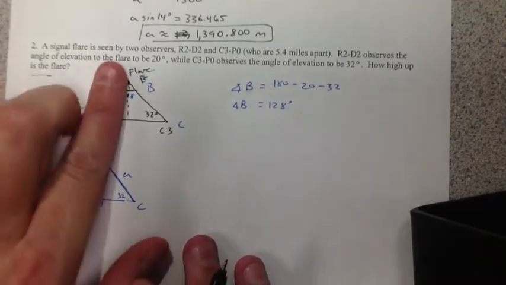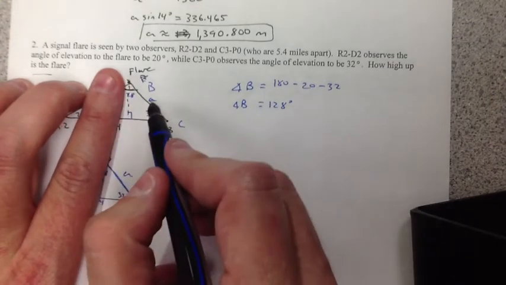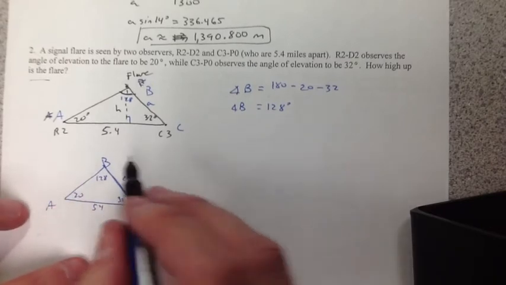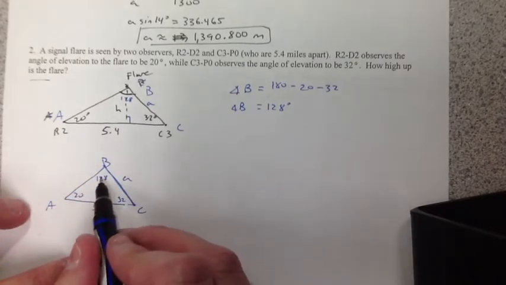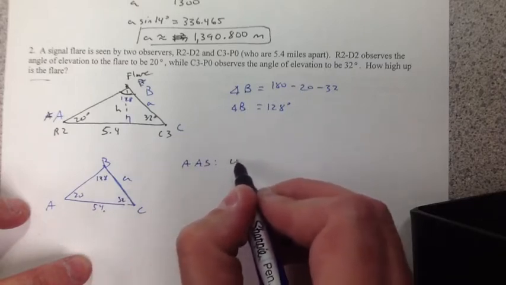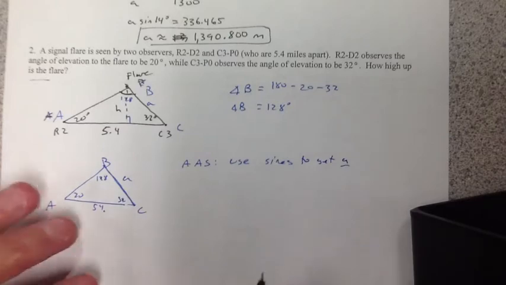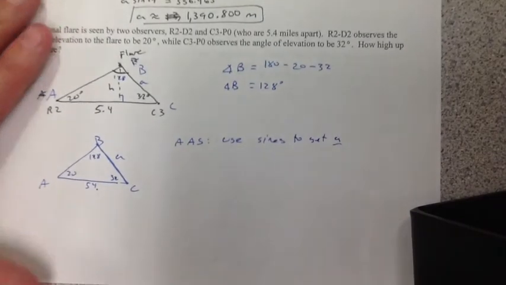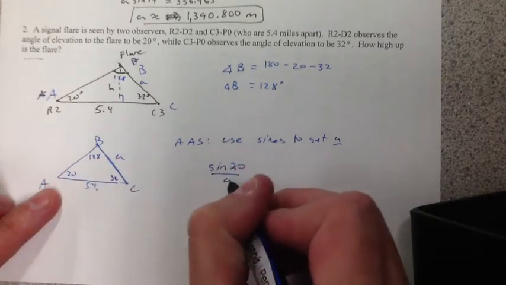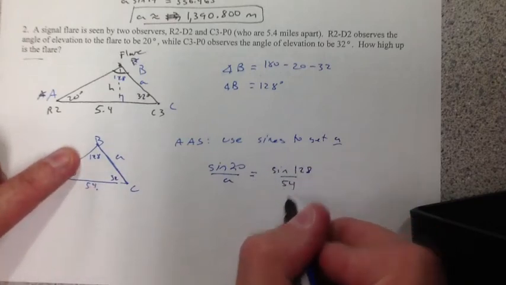Now the reason I want little a is because if I drop the height, which is an altitude, from little a, I can use right triangle trigonometry to get the height of it. So I need a. And what can I use to get a? I have angle, angle, side. So since I have angle, angle, side, I can use the law of sines to get little a. And that's what we're going to do. So a is opposite 20. So I go to sine of 20 over a equals my known, the sine of 128 over 5.4.